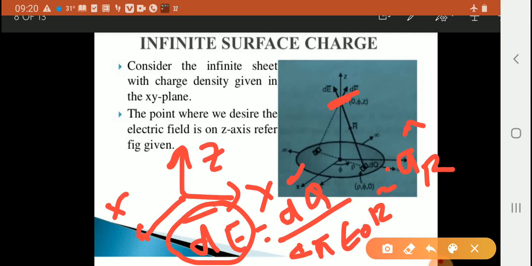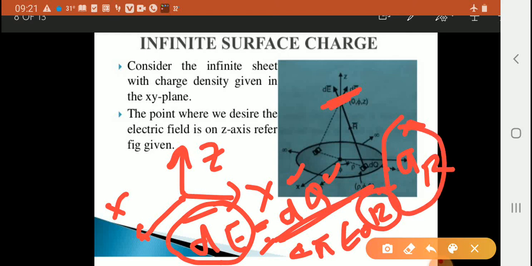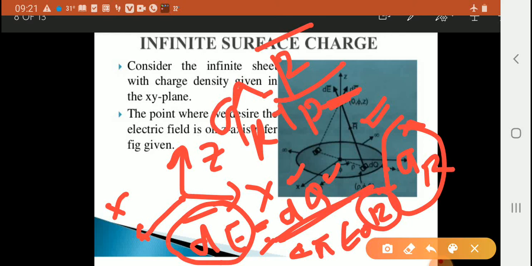Now using the definition of electrical field intensity, we can write dE equal to dq upon 4 pi epsilon 0 r square dot AR, where AR is the unity vector. This capital R is the distance between dq and point P. AR is the unit vector in the direction of r. So AR, the unity vector, is equal to r vector upon magnitude of r vector.